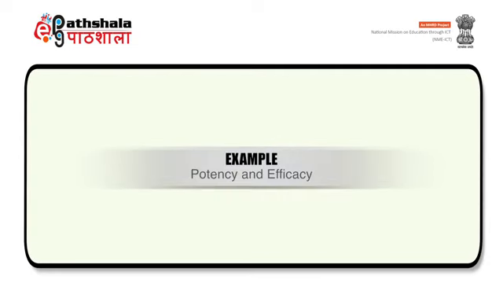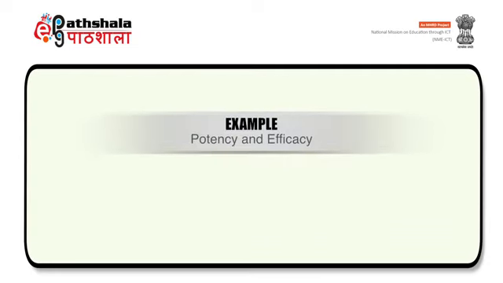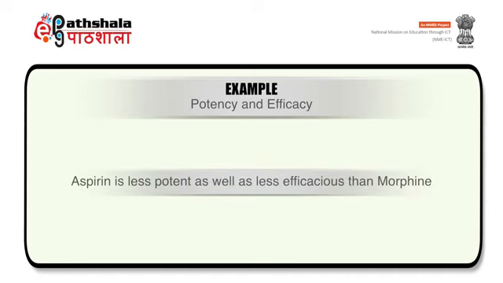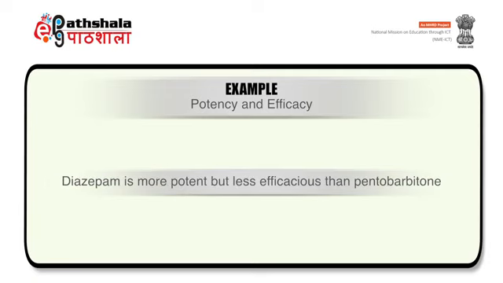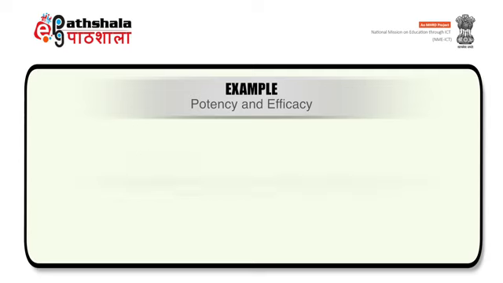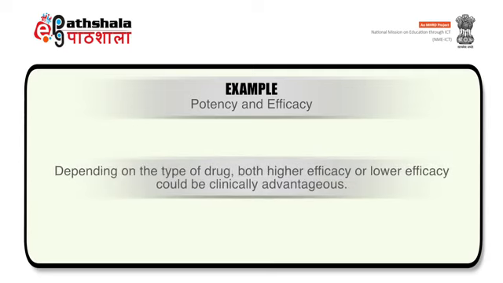There are many examples of potency and efficacy. For example, aspirin is less potent as well as less efficacious than morphine. Pethidine is a less potent analgesic than morphine but equally efficacious. Diazepam is more potent but less efficacious than pentobarbital. Similarly, furosemide is less potent but more efficacious than metolazone. Depending on the type of drug, either higher efficacy or lower efficacy could be clinically advantageous.